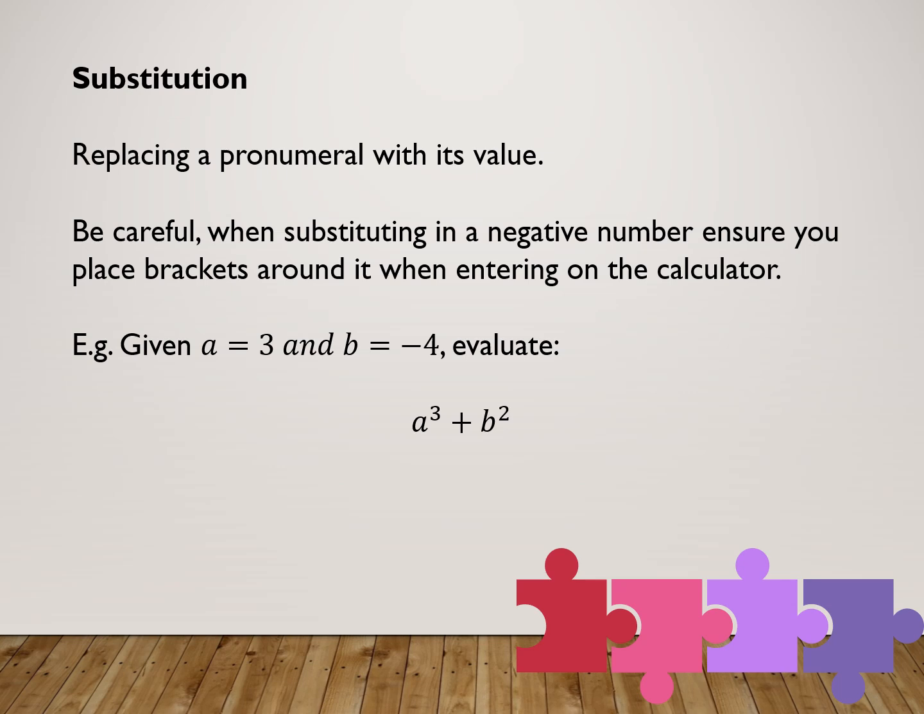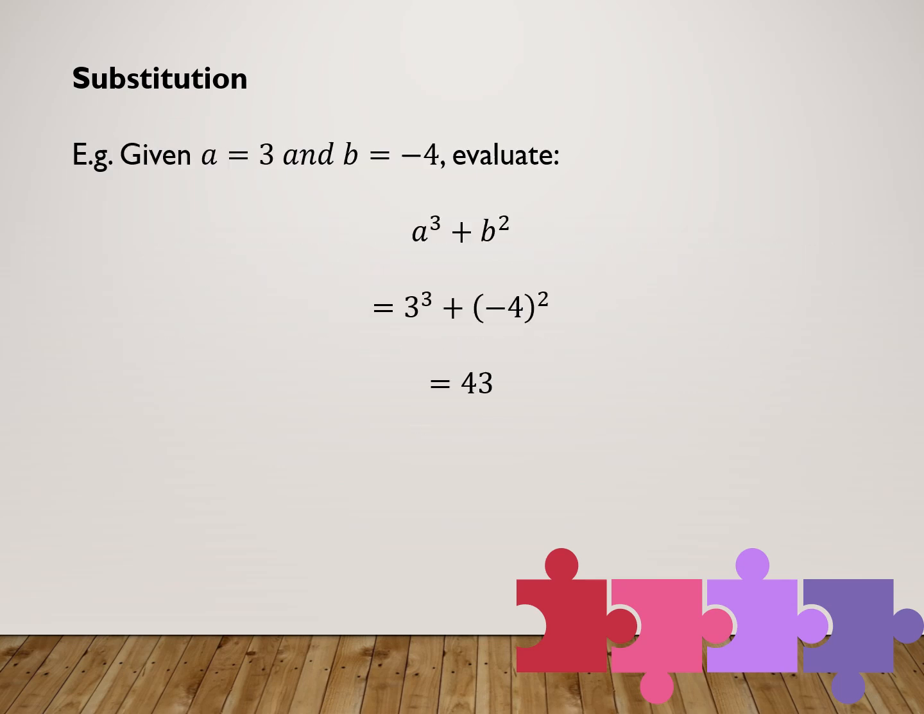So for this one, we're given that a is 3 and b is -4. So we want to evaluate a cubed plus b squared. So 3 to the power of 3 plus, making sure we put the negative inside a bracket, so that's (-4) squared. That gives us 43 as an answer.